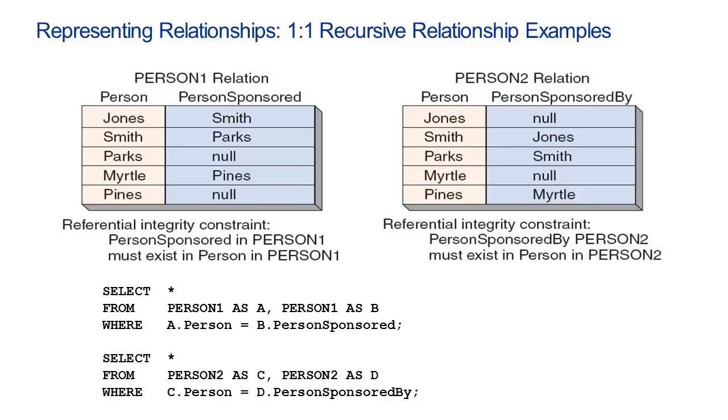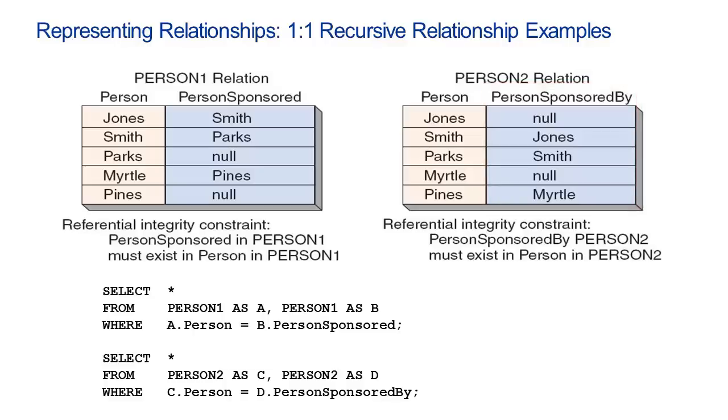In this case, depending upon the approach which makes the most conceptual sense to us as a human being, we can implement the sponsorship relationship either by creating a foreign key which records the name of the person that each person in the database has sponsored, but we can also record exactly the same information by storing instead the person who was the sponsor for each person.